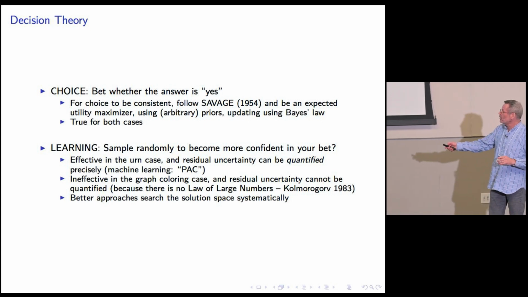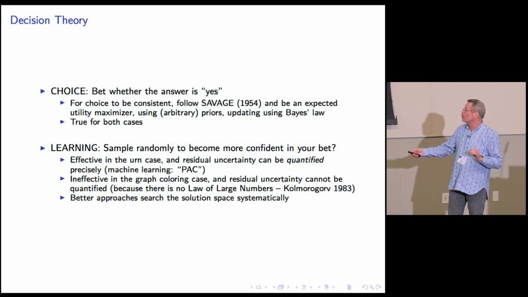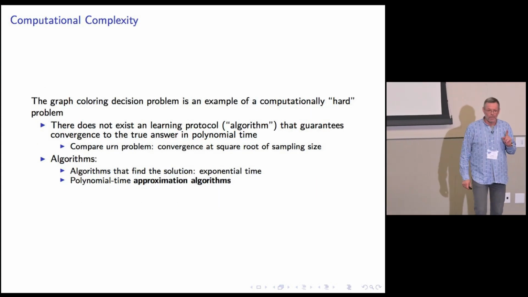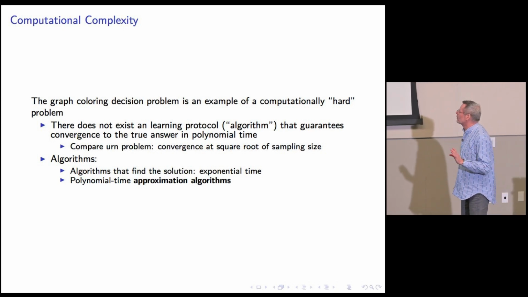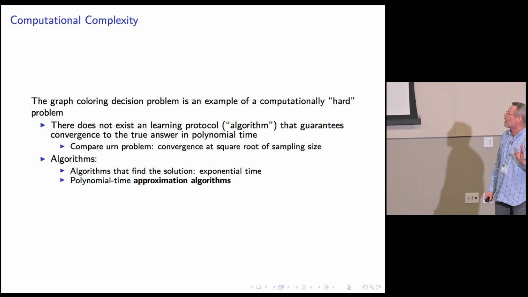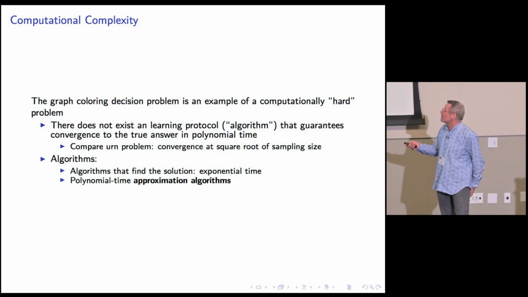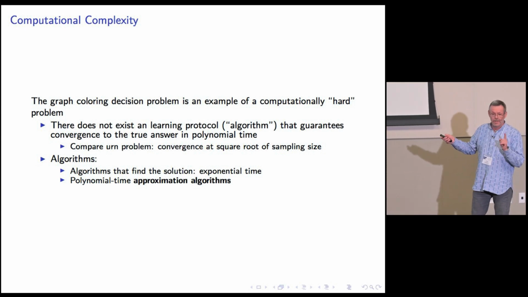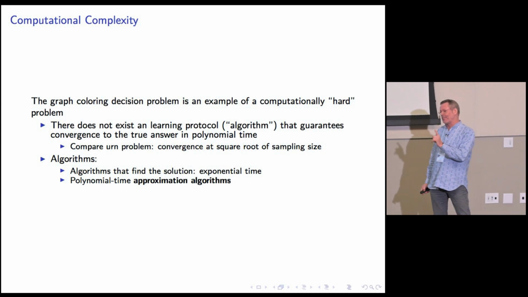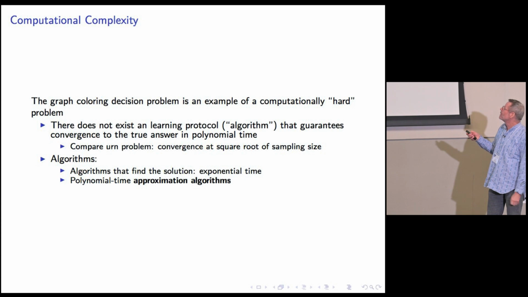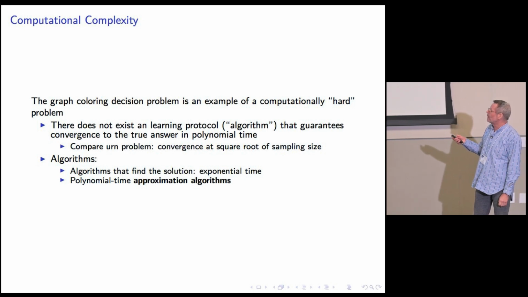There are better approaches that search the solution space systematically. More background, computational complexity. So the graph coloring decision problem is an example of a computationally hard problem. And intuitively, what this really means is there does not exist, and I should say, there does not exist yet, a learning protocol or algorithm that guarantees convergence to the true answer in polynomial time.